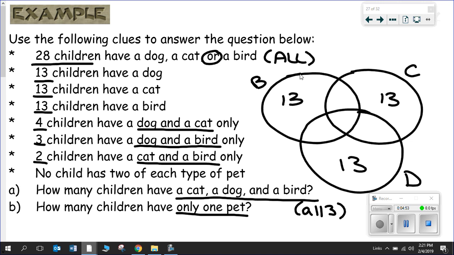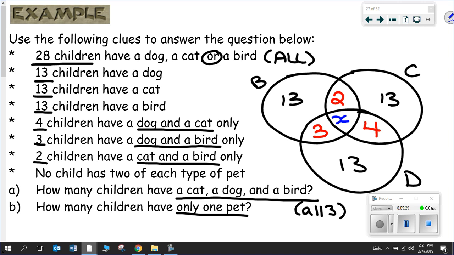Alright, the next piece is that there are 4 children that have a dog and a cat only. So right there would be dog and cat only because the middle would also have a bird. There's 3 children that have a dog and a bird only. So dog and a bird only is right there. Because again, the middle would be all 3 animals. And then there's 2 that have a cat and a bird only. What we have no idea is, what is that middle number? And we're going to call that x. That is what we're going to try to figure out.